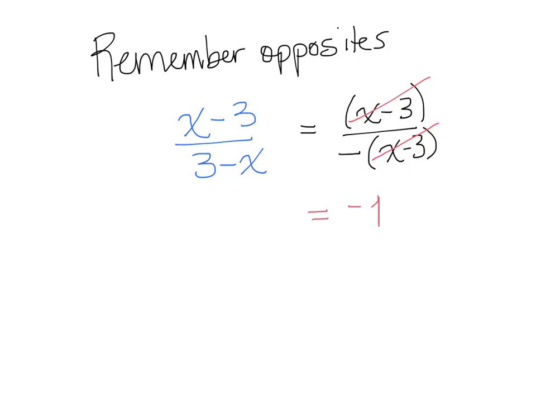Negative 1. Okay? So whenever you see opposites as factors, it's nice to be able to cross them out and just put a negative 1. So just a reminder of a shortcut you can take.